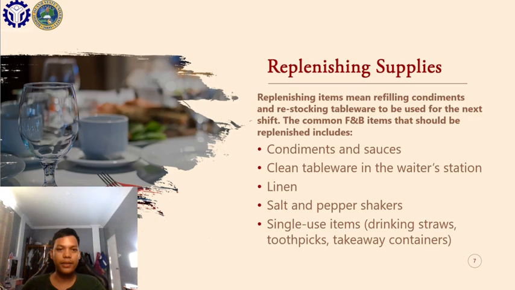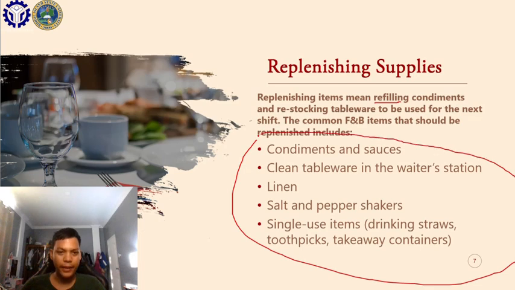These are examples of supplies that we need to replenish. Replenishing items means refilling condiments and restocking tableware to be used for the next shift. So these are the common F&B items that should be replenished. Before the end of the shift, you need to check these basic, common items, and if something is missing, you need to replenish it.